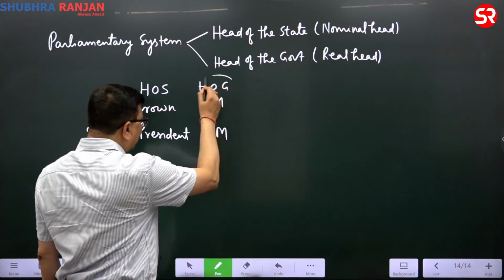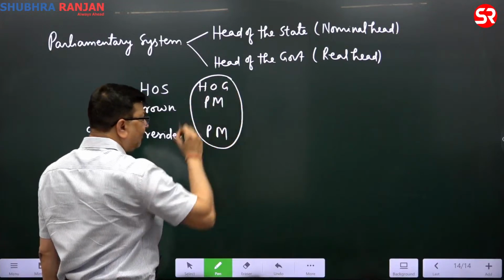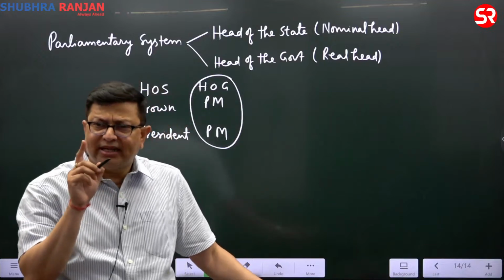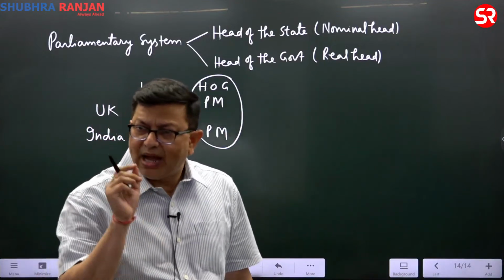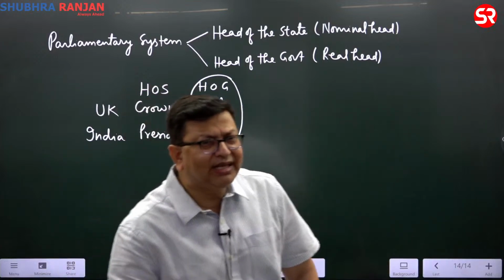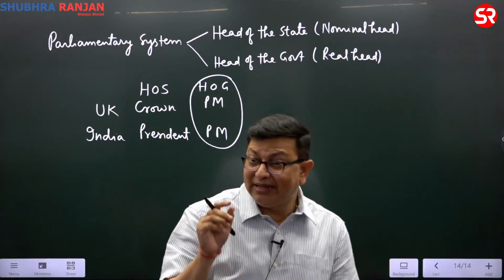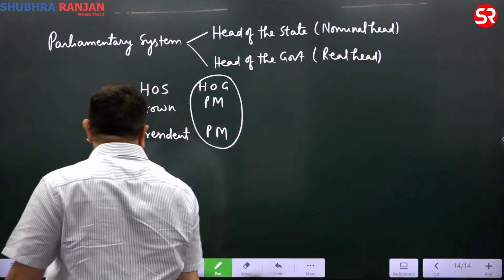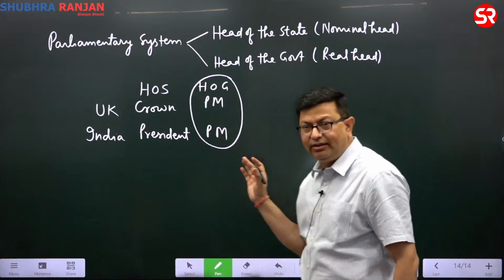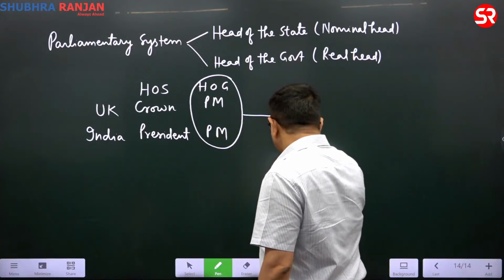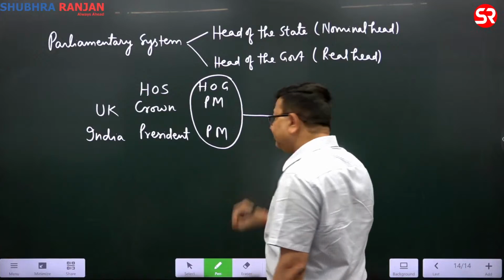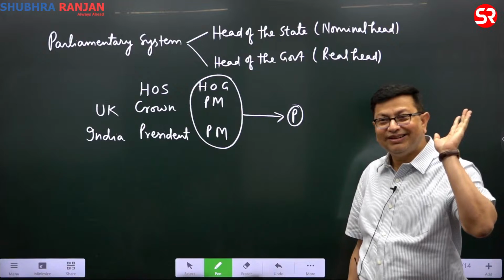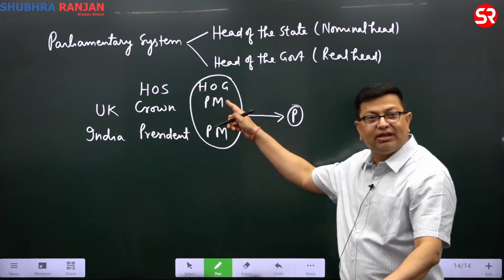Now, there can be a question in your mind: sir, when the prime minister is the real head, why not a prime ministerial system? Why is it termed a parliamentary system? Here, the prime minister, who is the real head, belongs to the parliament. He must be a member of the parliament. So the parliament provides the head of the government.